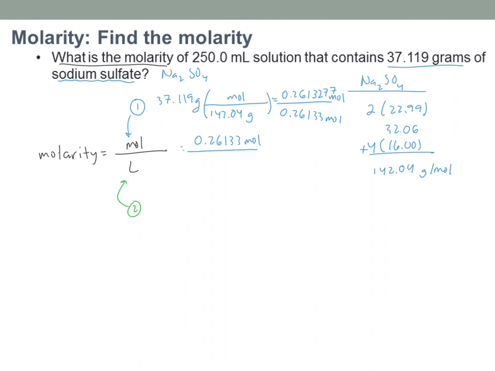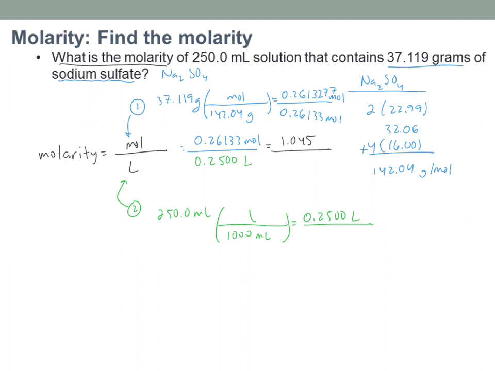And as far as figuring out how many liters of solution, I wasn't given liters, but I was given 250.0 milliliters. And I know how to convert milliliters into liters. I know that there's 1,000 milliliters per liter. So that means I have 0.2500 liters. And again, you just divide those by each other to find your molarity. And in this case, my molarity would be 1.045.